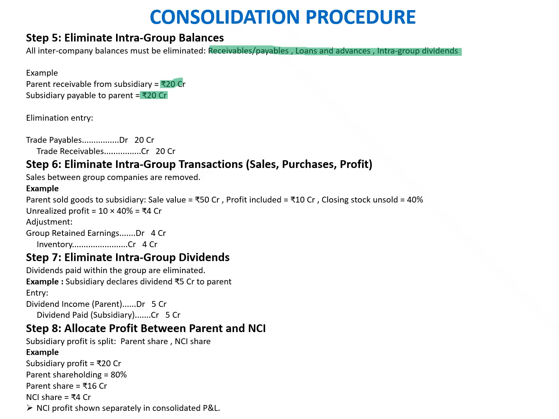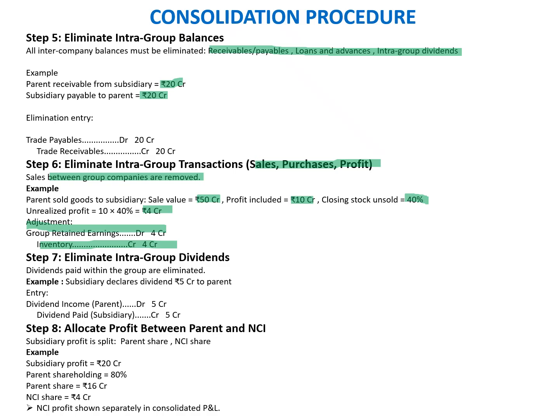Eliminate intra-group transactions like sales and purchases, and profit on sales between the group companies is removed. So the parent sold goods to the subsidiary for 50 crore, profit included is 10 crore. We have a closing stock of unsold goods, which is 40%. So unrealized profit is 40% applied on the profit of 10 crore, which is 4 crore. Then we have to remove this intra-group profit on the closing inventory by debiting the retained earnings and crediting the inventory, because that is something which distorts the position. So we have to ensure that it is eliminated before consolidation.